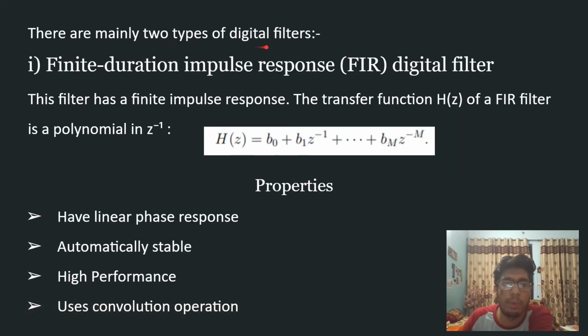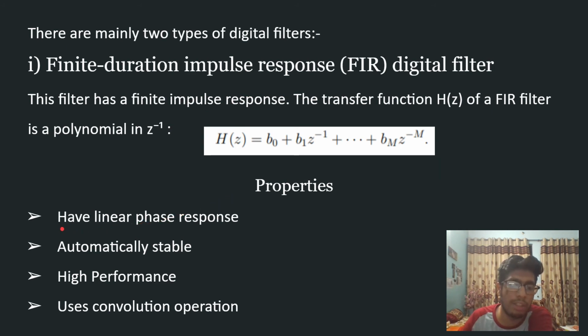And there are mainly two types of digital filters. Firstly, the finite duration impulse response, or the FIR digital filter. This filter has a finite impulse response, as the name suggests. The transfer function H(z) of a FIR filter is a polynomial in z inverse, which can be given by this, and can be easily solved using the Z transform, but which I will not be covering in this presentation.